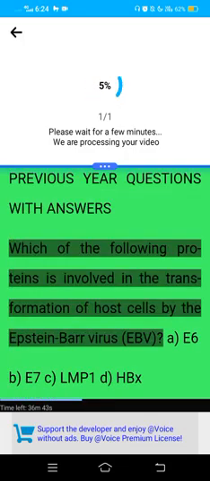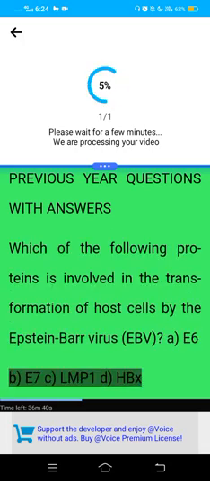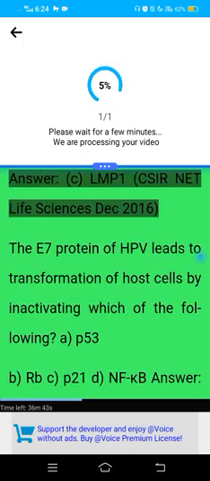Which of the following proteins is involved in the transformation of host cells by the Epstein-Barr virus (EBV)? A. E6. B. E7. C. LMP1. D. HBx. Answer: C. LMP1. CSIR-Net Life Sciences, December 2016.